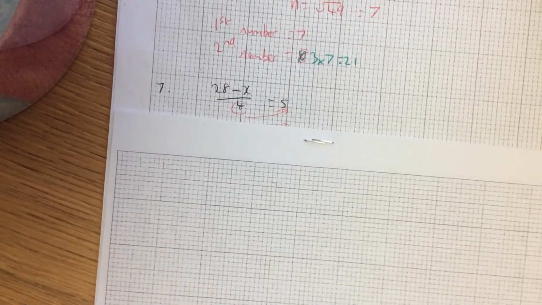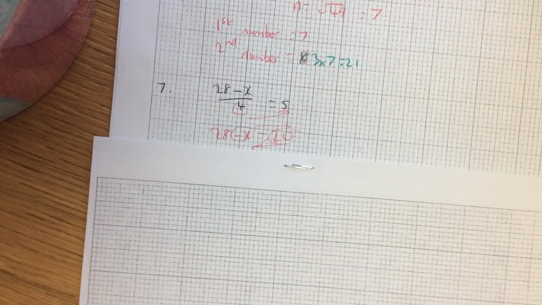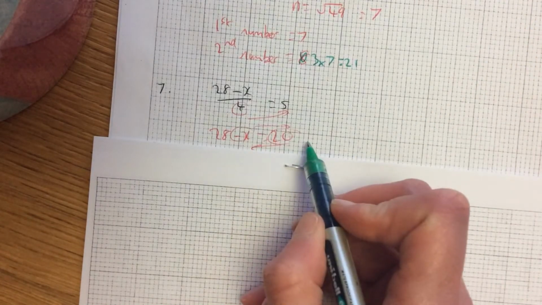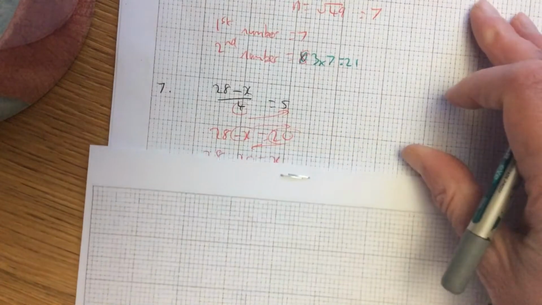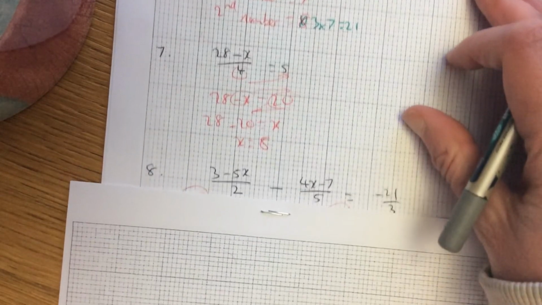Number 7. Bring your 4 over, becomes multiply. I then brought the x over to give it a positive x and brought this over to become a take away. So it's 8 equals x.